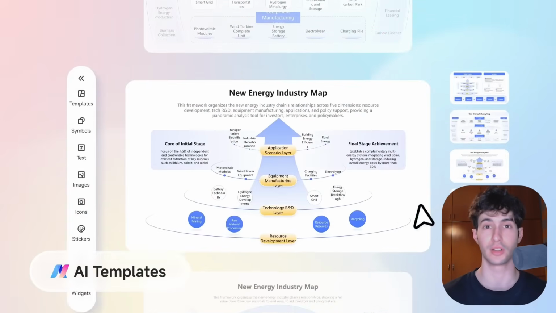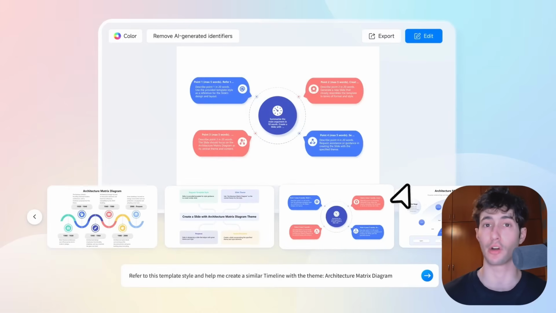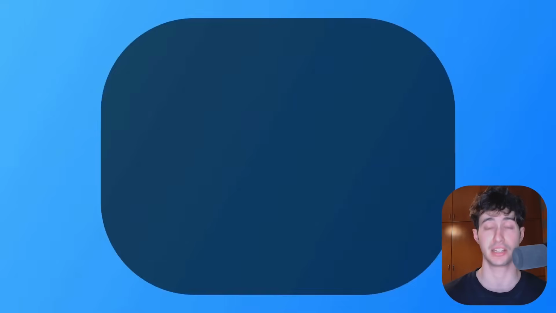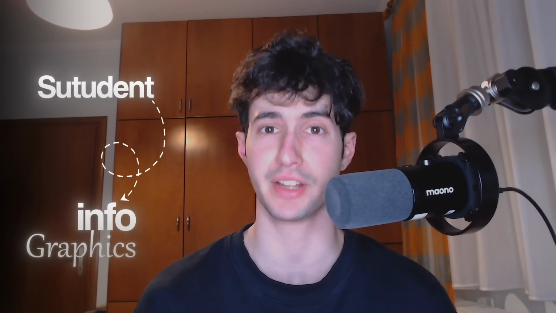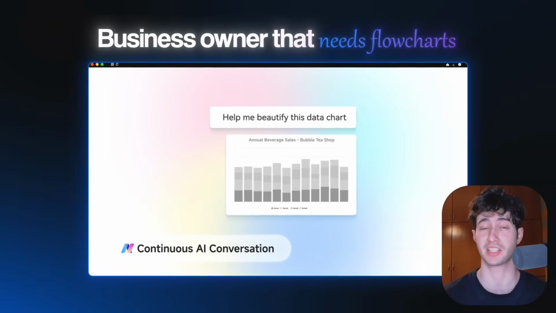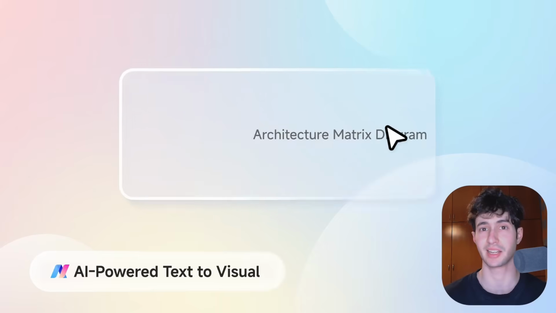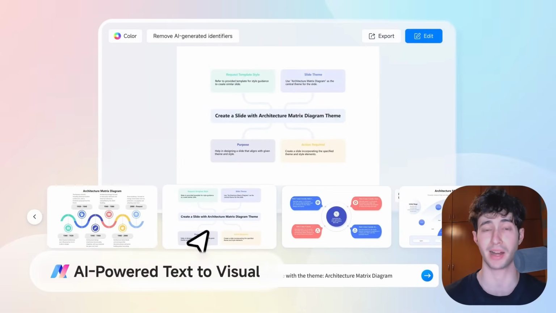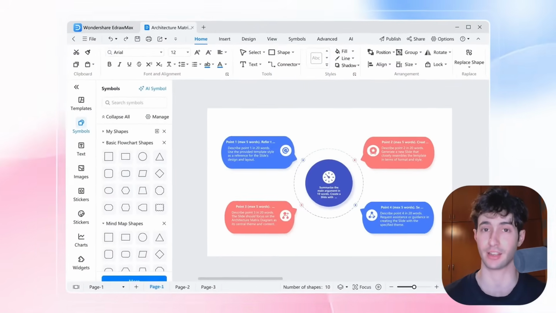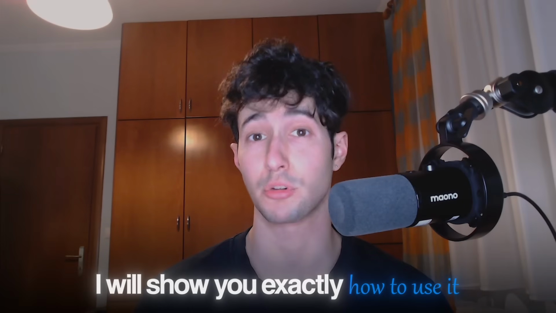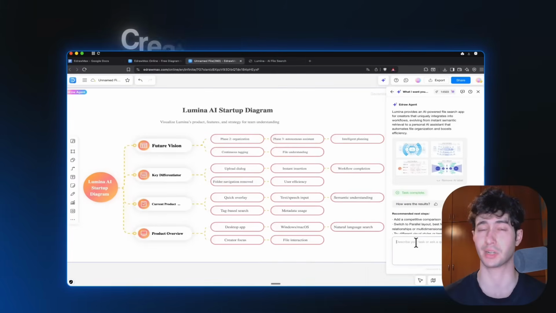This AI tool can create any diagram or flowchart in seconds, and it is called EdrawMax. So whether you are a student that needs to create mind maps and infographics, or a business owner that needs flowcharts and SWOT analysis, you can just type what you need in plain English, and EdrawMax builds it for you instantly using AI.